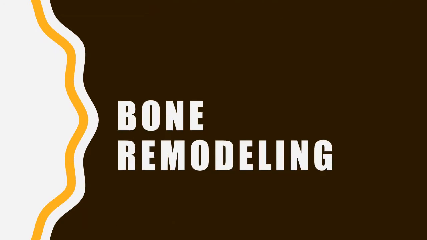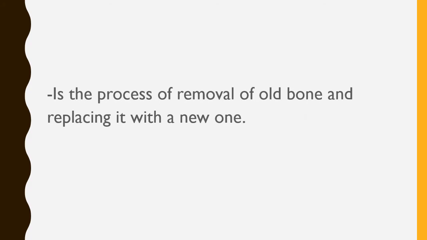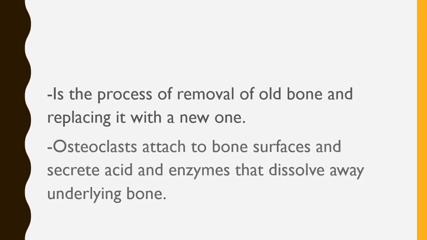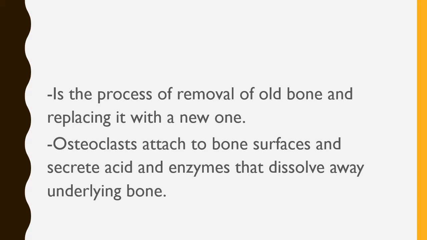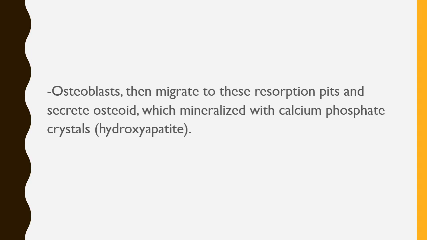So we start by discussing bone remodeling. Bone remodeling is the process of removal of old bone and replacing it with new bone. Osteoclasts attach to the bone surface and secrete acid and enzymes that dissolve away underlying bone, so it induces bone resorption. In contrast, osteoblasts then migrate to these resorption pits and secrete osteoid, which is mineralized with calcium phosphate crystals, hydroxyapatite in its nature.